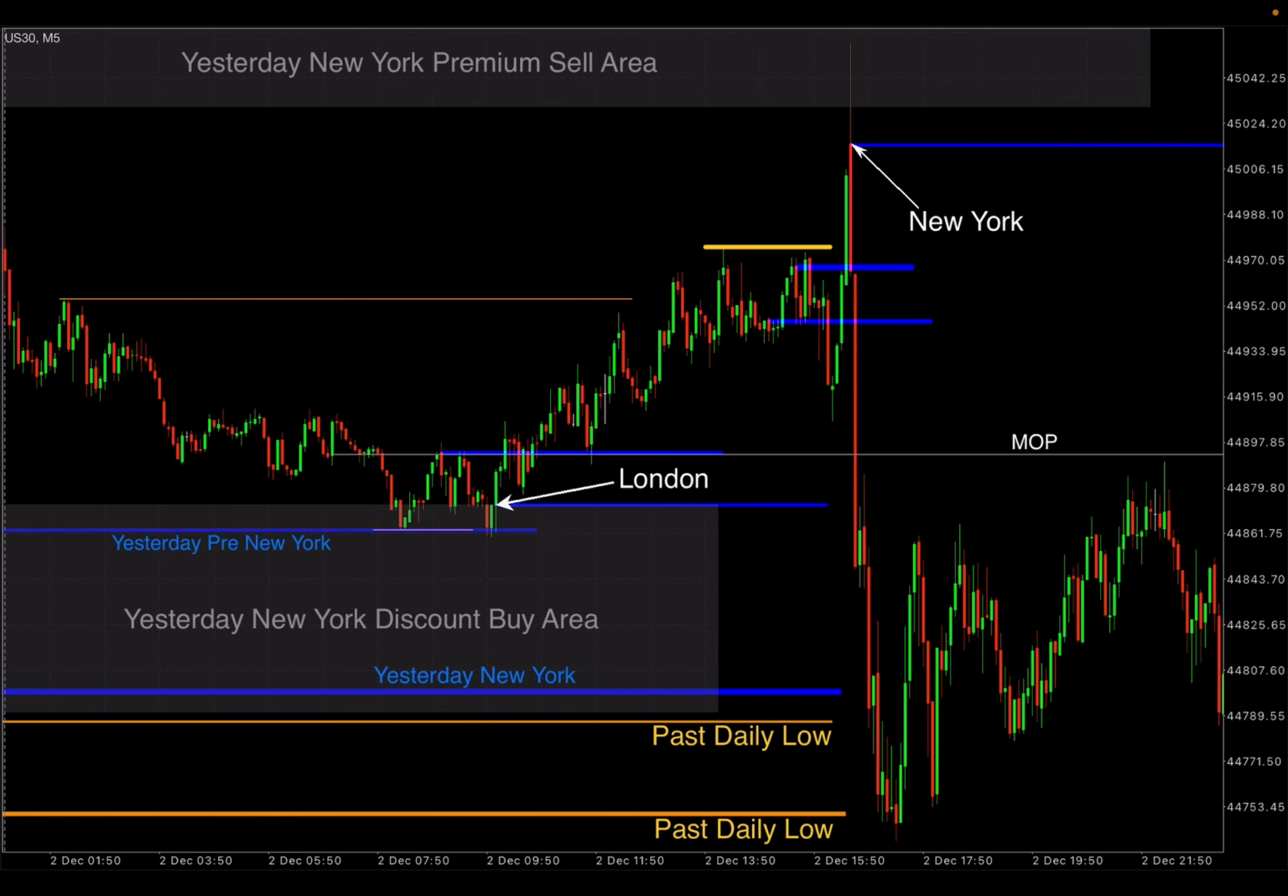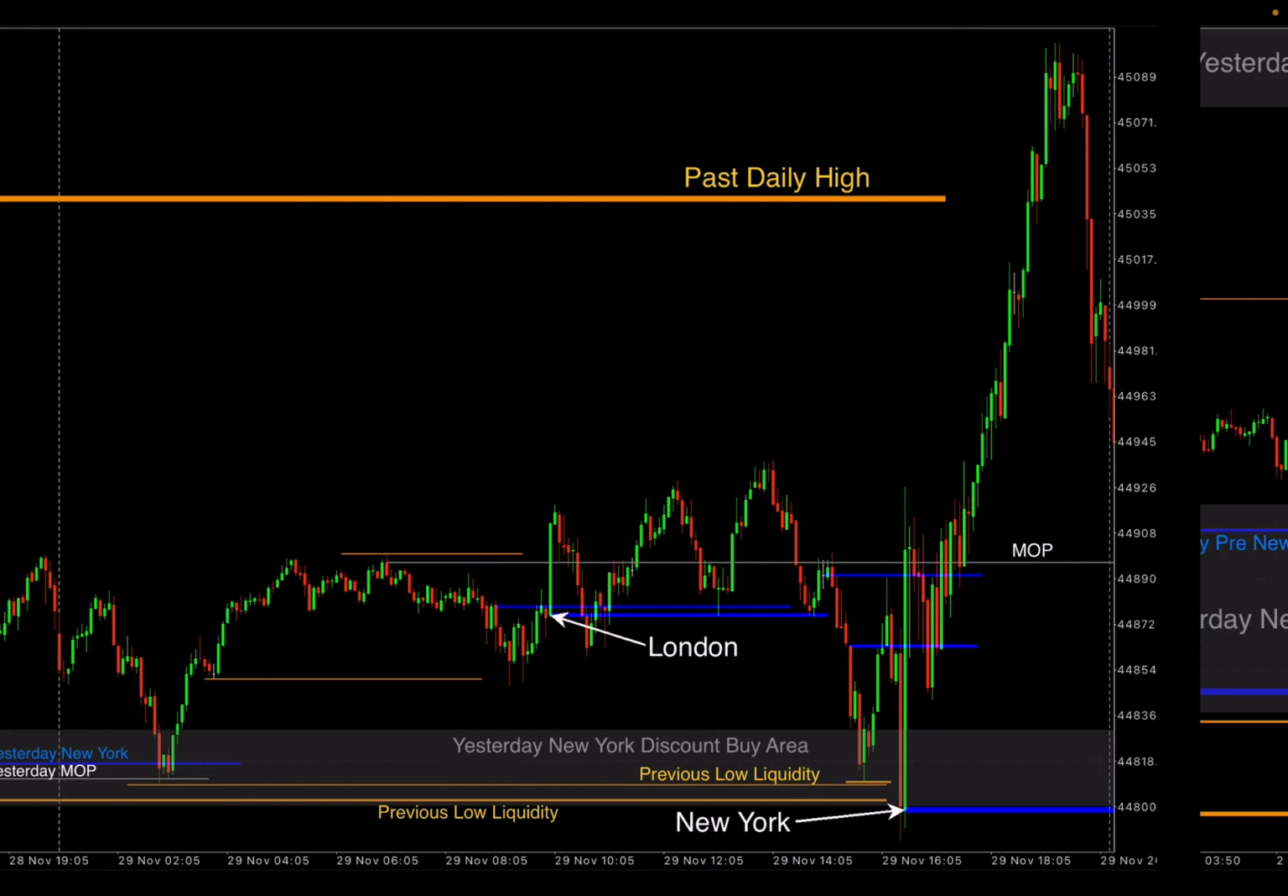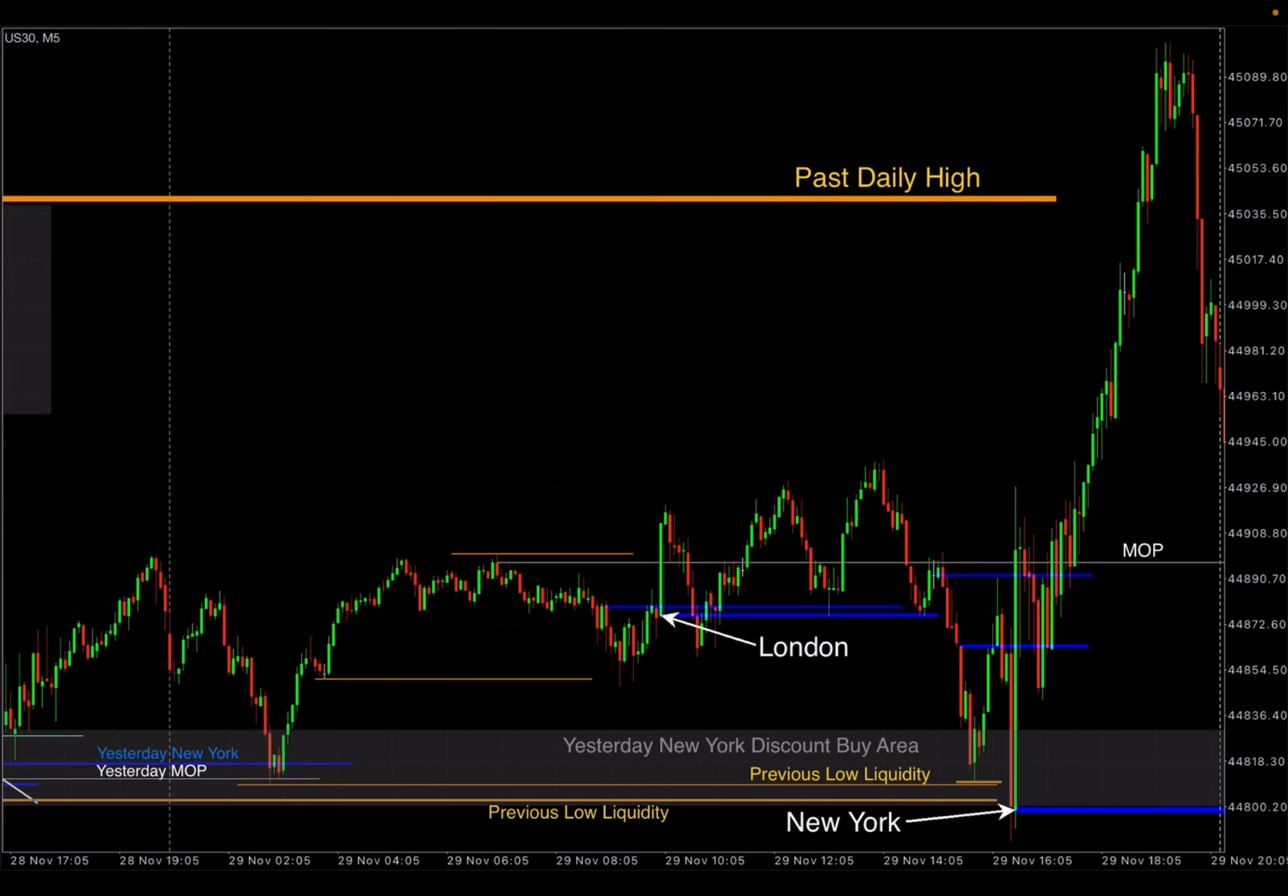Then we go into December. So that is recapping November nice and quick, using those pictures and just focusing on those key times of the London opening and the New York opening, depending on when you're available.